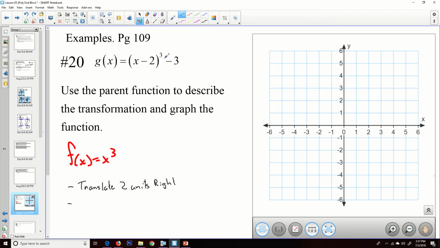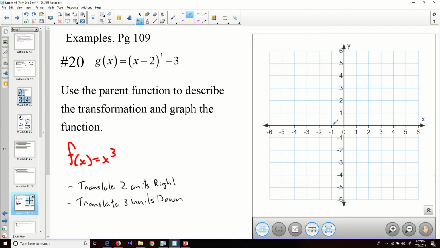And then after I subtract 2, I'll raise it to the third. That is our function. And then I'm going to subtract 3 from that. That is going to be a translate 3 units down.